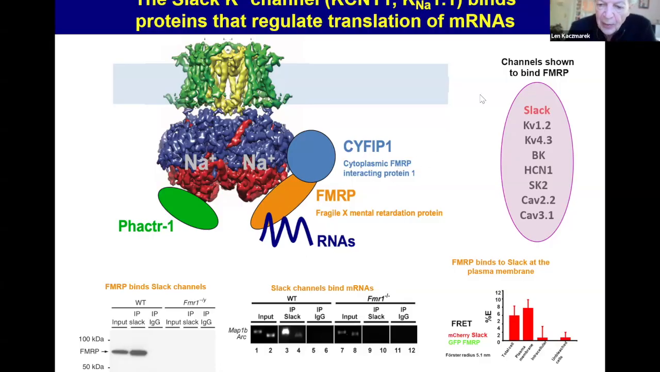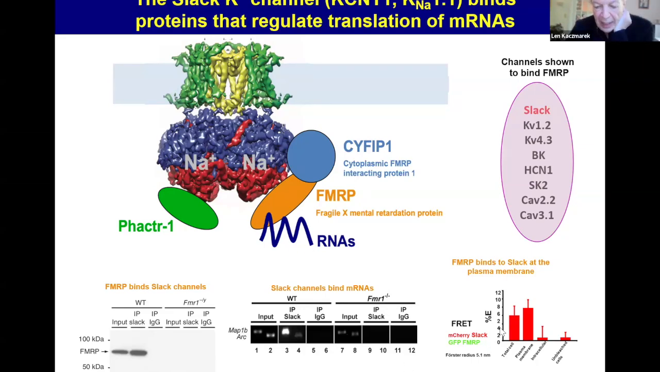This was initially a surprise, but now there have been multiple publications showing that all these channels on the right also interact directly with FMRP. We can co-immunoprecipitate the channel with FMRP. We can actually, when we pull down the channel, we can pull down messenger RNAs that are bound to the protein.